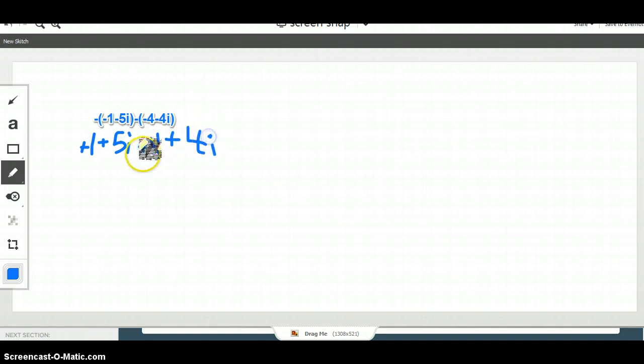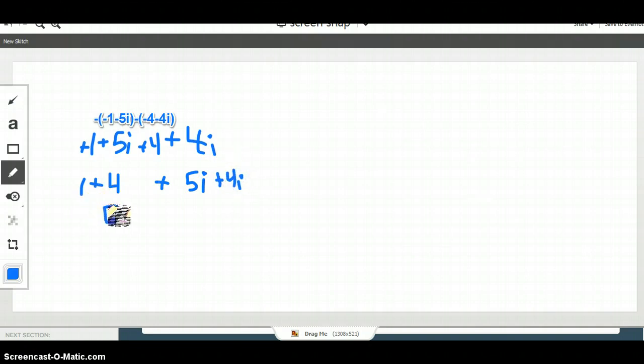Next, you'll want to group them together. So take your i's and your constants, like that, and you'll add your constants together, so 1 plus 4, and then you'll add your i's together, which is 5i plus 4i.